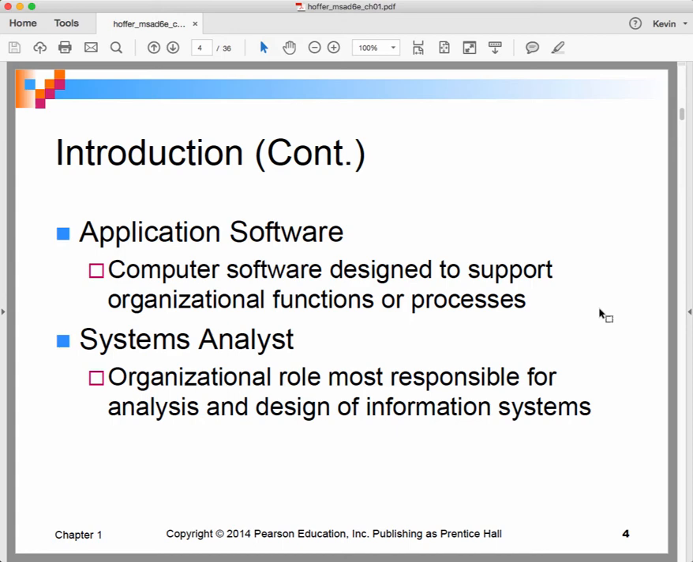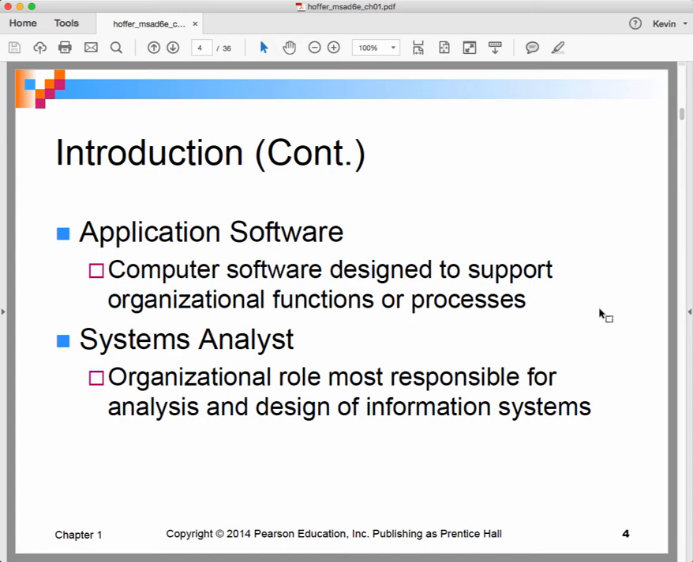So the output of the kind of systems analysis that we're going to be doing is some kind of application software. It's computer software designed to support organizational functions or processes. So it's not operating systems, right? It's not database management systems. It's not general computing tools that are used to solve problems. It's built on top of those kinds of general tools. It's application software that we are interested in.